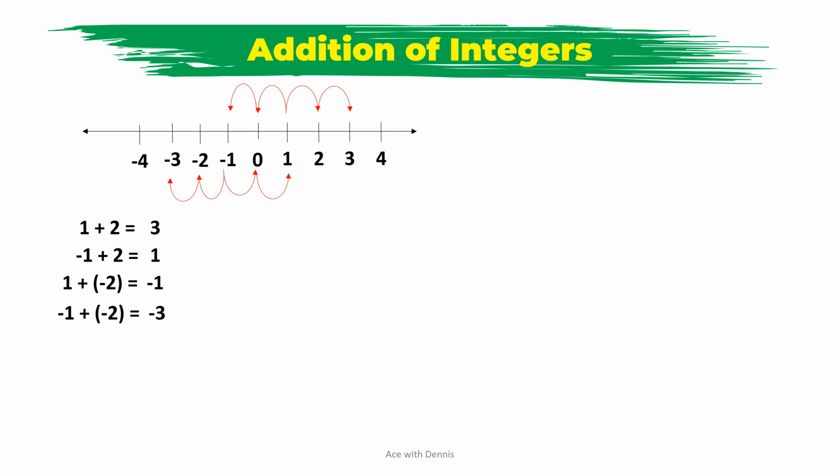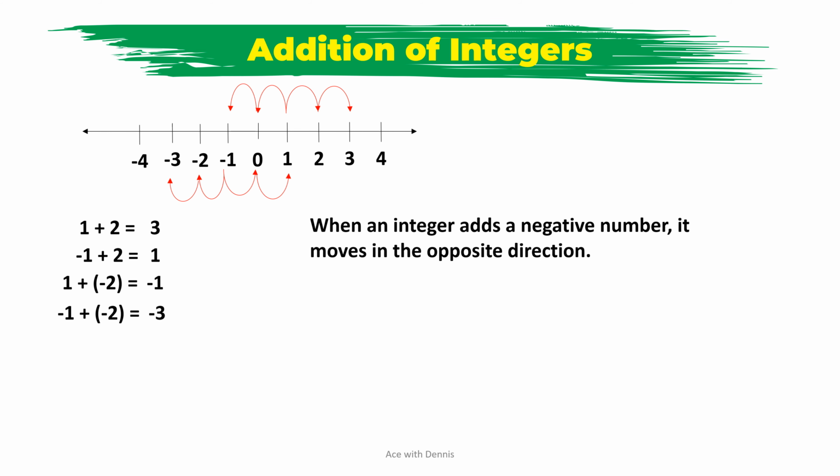From these few examples, we can make this conclusion. When an integer adds a negative number, it moves in the opposite direction. Therefore, we can write 1 plus negative 2 as 1 minus 2, and the answer is negative 1. Similarly, negative 1 plus negative 2, we can rewrite it as negative 1 minus 2, and the answer is negative 3.